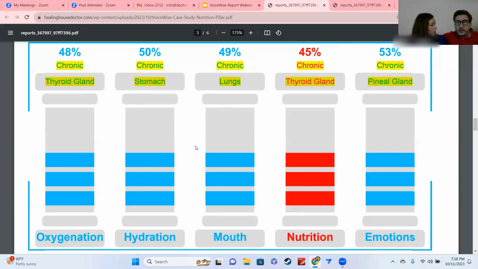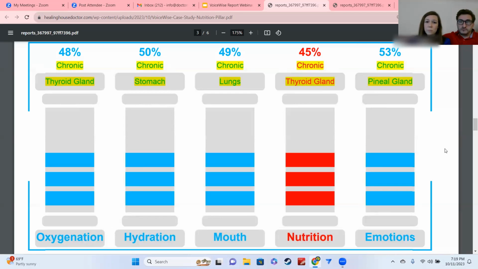And again, we highlighted these parts in yellow to show that these are dynamic parts. These will change depending on what's going on in that specific pillar. Another thing you want to draw your own attention to, and maybe look into a little further, is when the same organ comes up more than once. As you can see on this report, thyroid gland comes up twice, in nutrition and in oxygenation, and they're both below 50%.